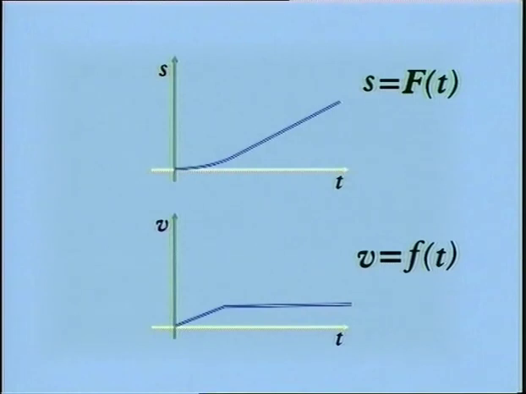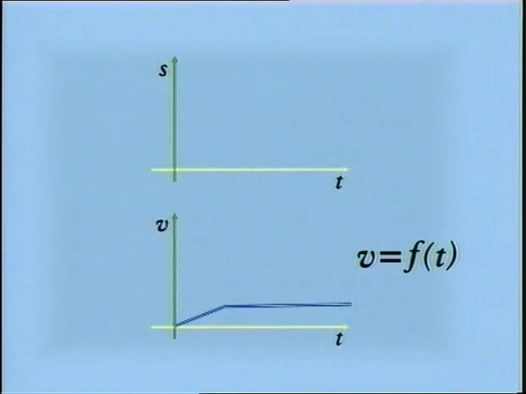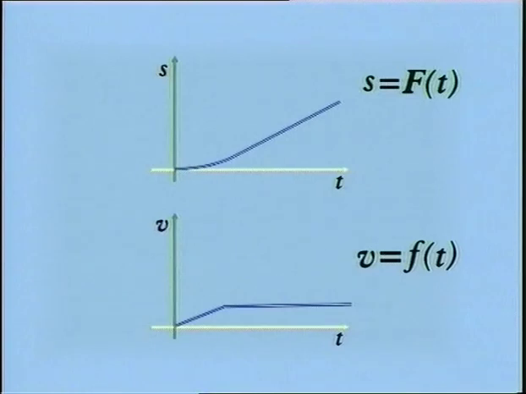What we're now considering is the reverse deduction which can be made in this type of situation. If we start from a known velocity function v equals little f of t for the car, then by integrating we can obtain its displacement or position function, s equals big F of t. Up to a point, that is.